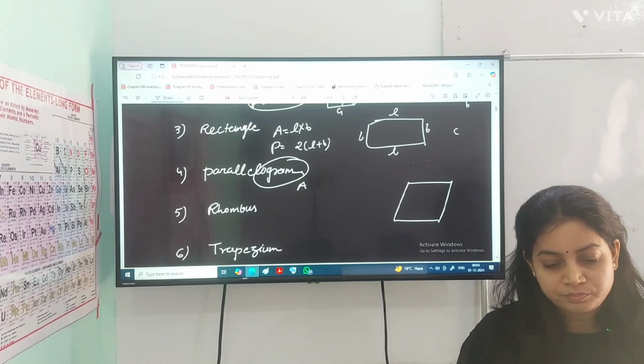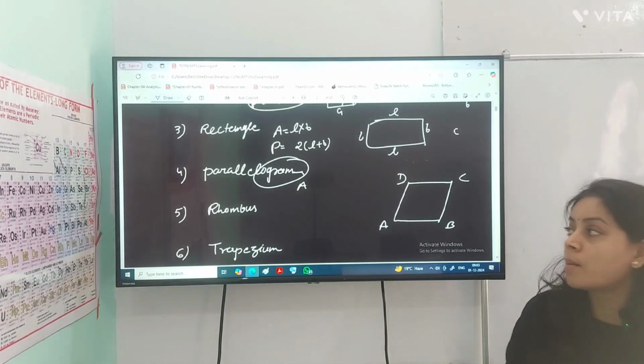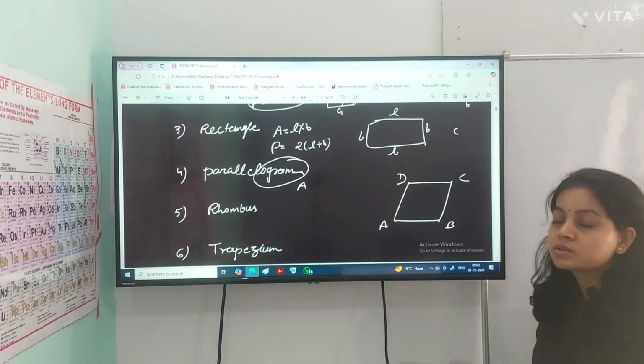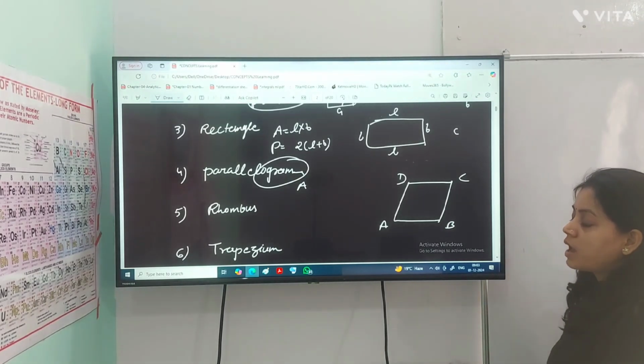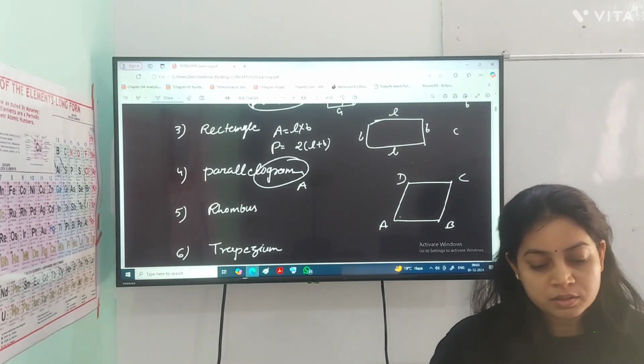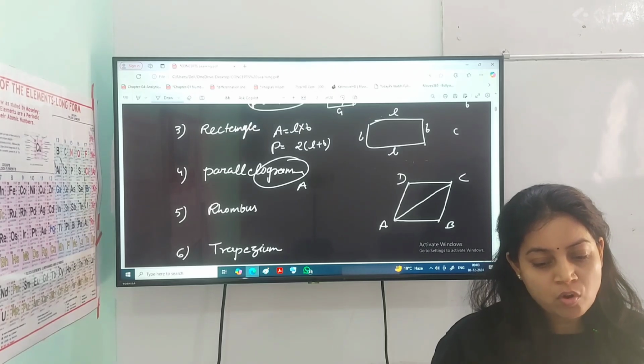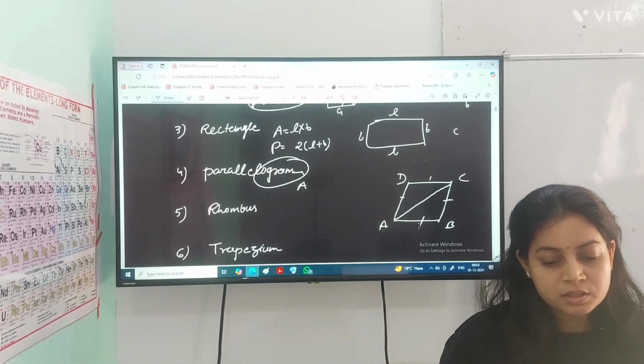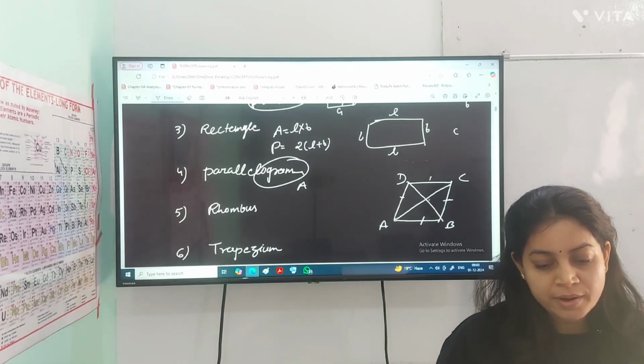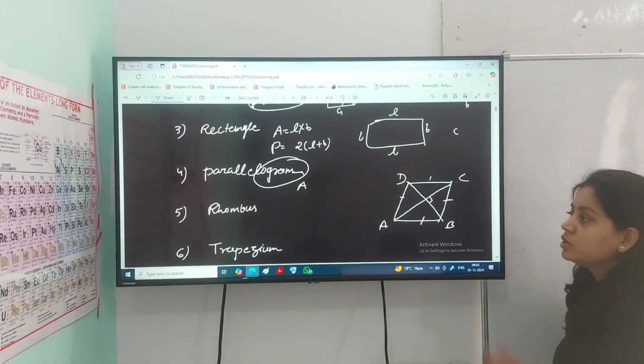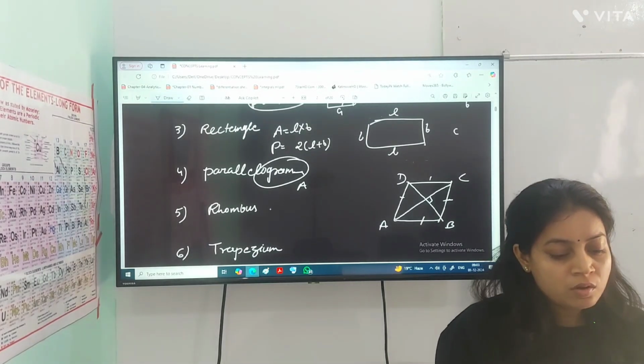What is a rhombus? A rhombus is nothing but a parallelogram having all sides equal. If all sides of a parallelogram become equal, it becomes a rhombus. Even I can say a square is also a rhombus. A rhombus has some special properties: it is definitely a parallelogram, all sides are equal, but it has perpendicular diagonals.